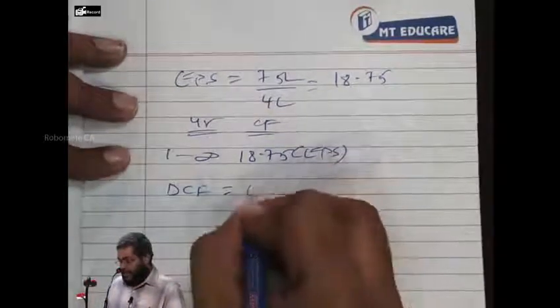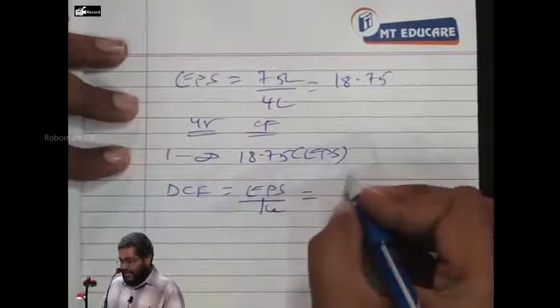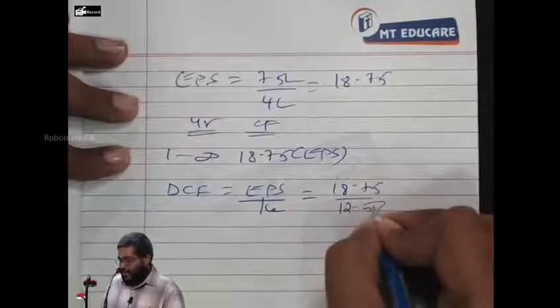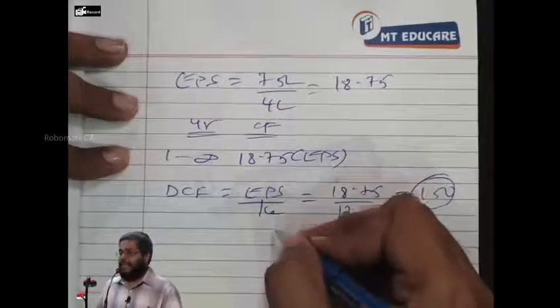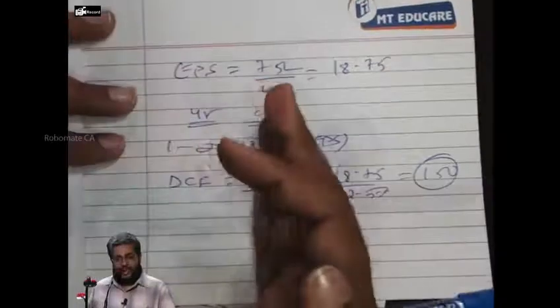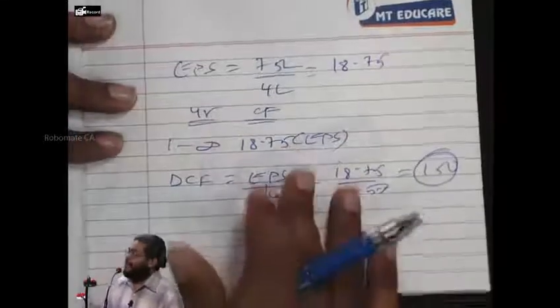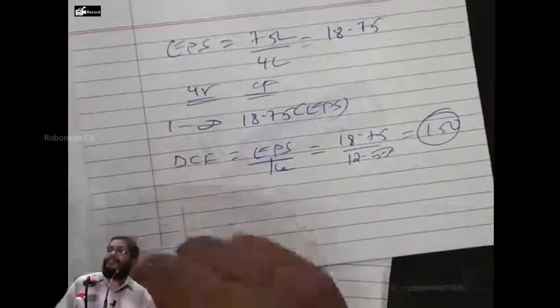The future benefit is what? EPS divided by what? Our KE. EPS by KE here: 18.75 divided by 12.5% gives how much? 150. Instead of saying EPS by KE, 1 by KE is what? The PE ratio. So EPS into PE ratio gives you the same answer. Everybody following or not? Now, whatever you may think, the share value is 150.